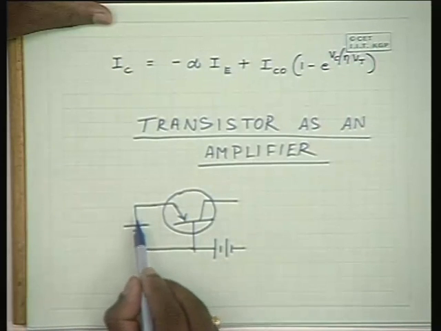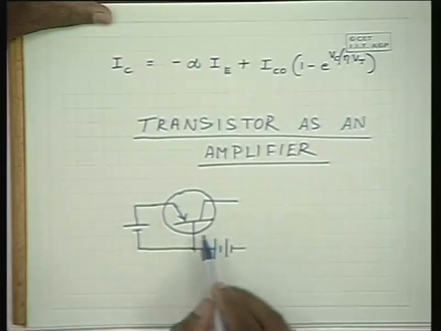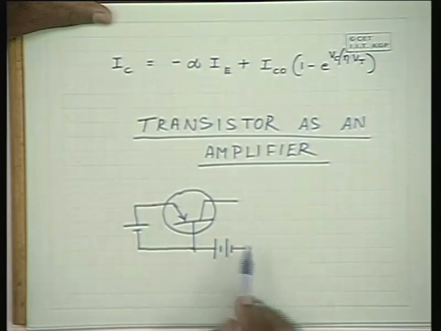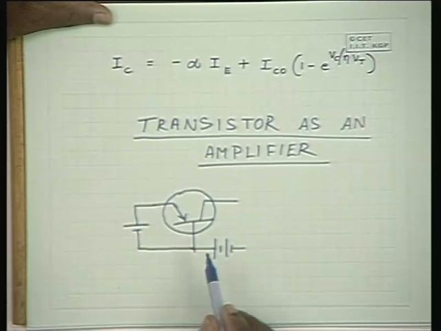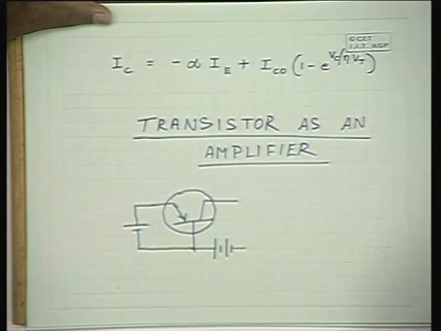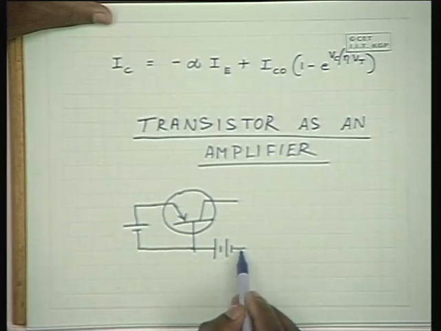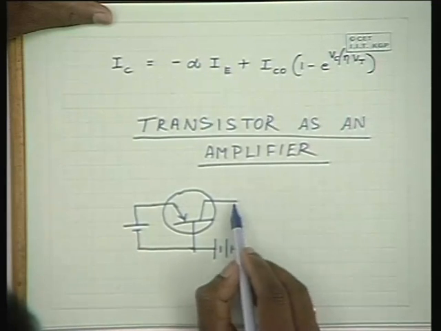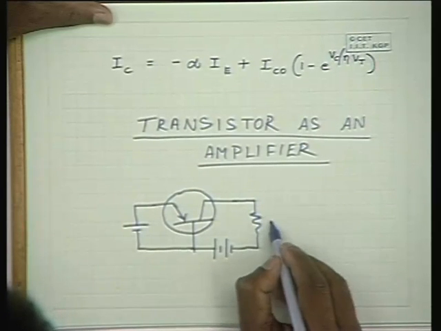Normally the forward potential is very small, of the order of about 0.6 volts, because it is a PN junction here. Therefore, it is indicated in this fashion, as shown here. The reverse potential is usually high, typically 5 volts or 10 volts. So we apply a large reverse potential over here, and let us use a load resistance RL.